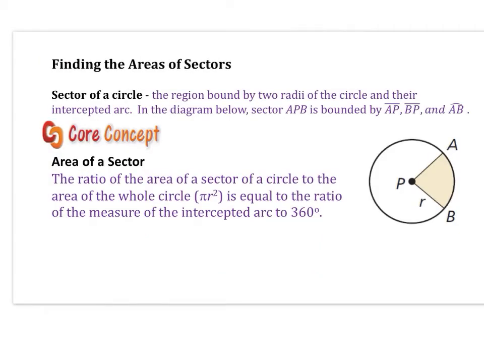All right, our next core concept is finding area of sectors. So to start, a sector of a circle is the region bound by 2 radii of a circle. So let's take a look at our picture here. We have radii AP and we have radii BP. So what this is saying is it's the shaded region that we can see that's a different color, bounded by the 2 radii that we just named and identified, and their intercepted arc. And here's the intercepted arc, arc AB. So this entire region is called a sector.